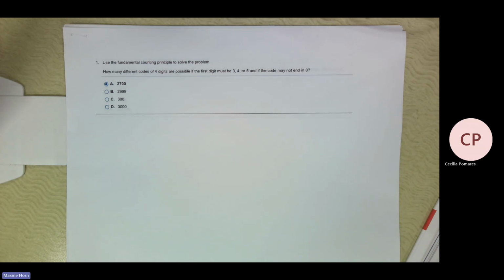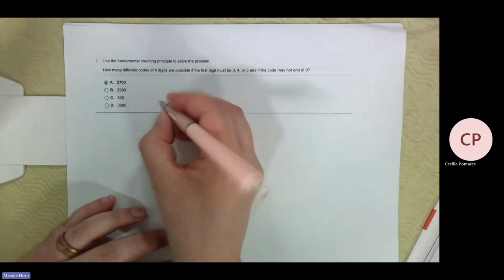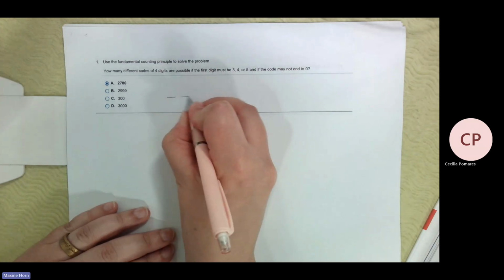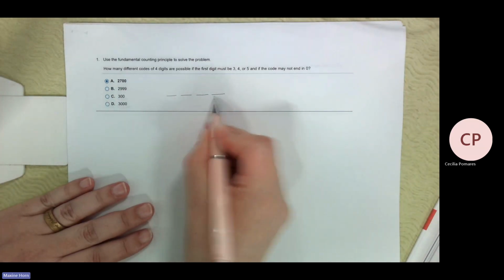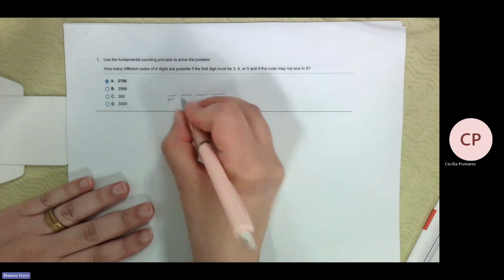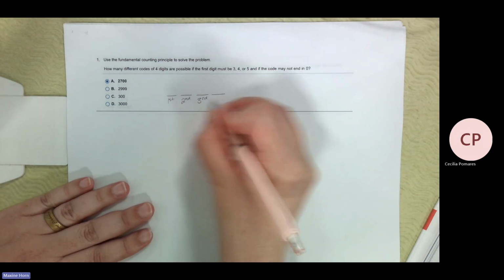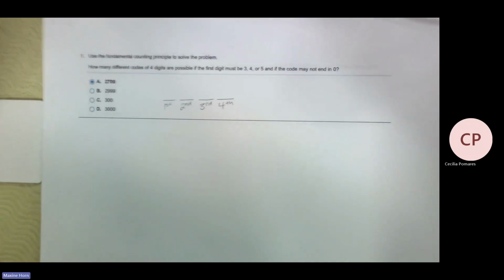Okay. All right. So number 1, use the fundamental counting principle to solve the problem. How many different codes of 4 digits are possible if the first digit must be 3, 4, or 5, and if the code may not end in 0? All right, so the fundamental counting principle, this is the one where we just multiply all the different options out if they're occurring in sequence. So it's a 4-digit code, so I'm going to draw 4 blank lines. This represents the first digit of the code, the second digit, the third digit, and the fourth digit. So let me zoom in a little bit more.